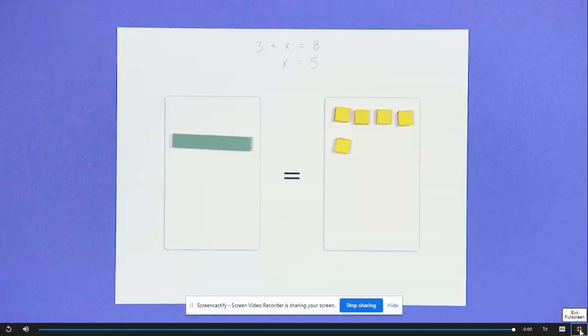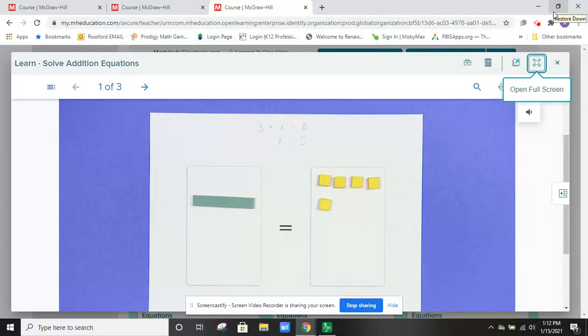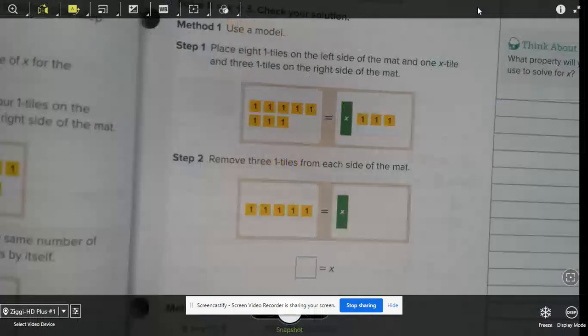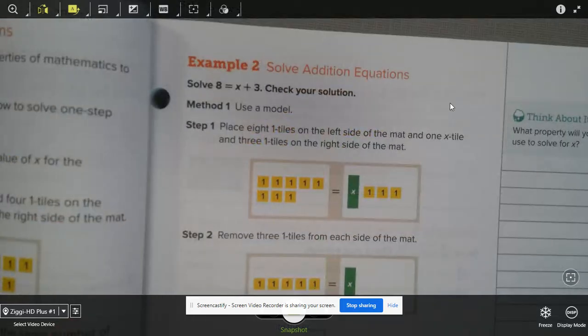All right. Once again, I am now on page 345. Okay, 345. Solve 8 equals x plus 3 and check your solution.